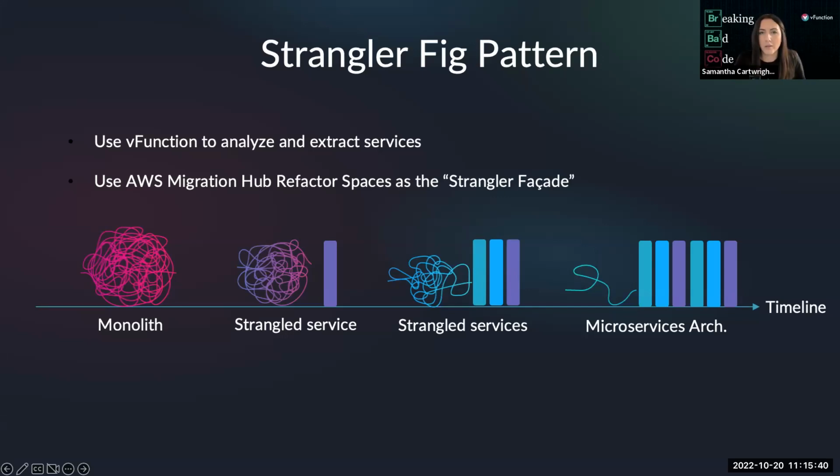Okay, let's do one last final poll. I'll launch it right now. Have you actually used the Strangler Fig pattern in any of your current modernization projects? Give it another 15 to 20 seconds to answer.